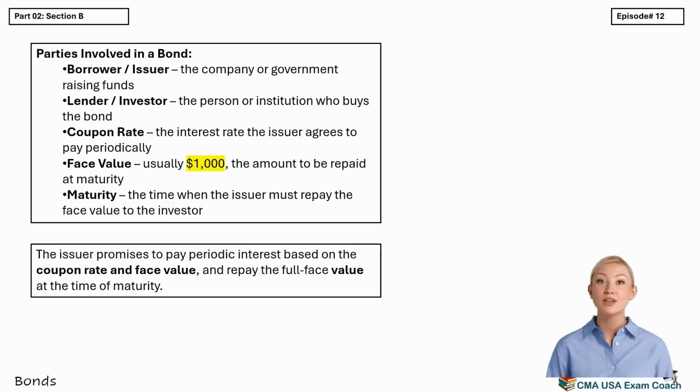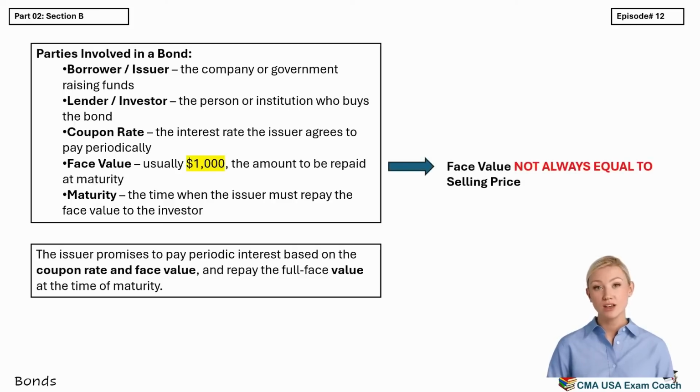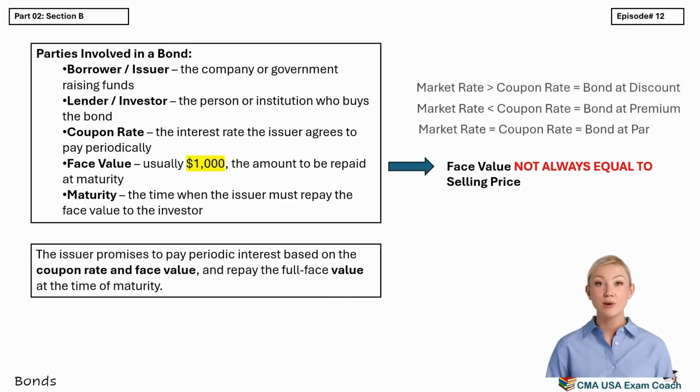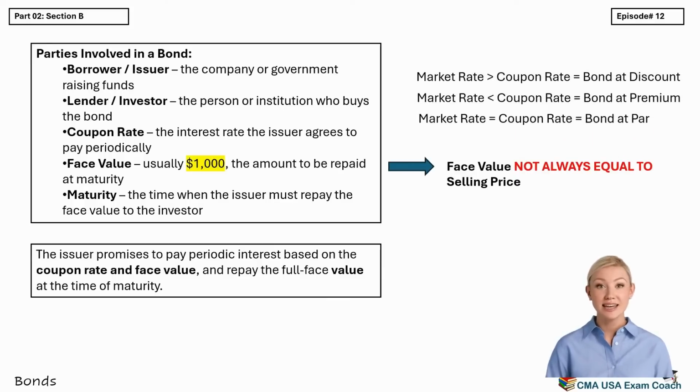Even though the face value of a bond is typically $1,000, this is not necessarily the price at which the bond is sold. The selling price of a bond depends on prevailing market interest rates. If the market rate is higher than the coupon rate, the bond will be sold at a discount, less than $1,000. If the market rate is lower than the coupon rate, the bond will be sold at a premium, more than $1,000. We will learn more about how to calculate the selling price of a bond in the upcoming slides.